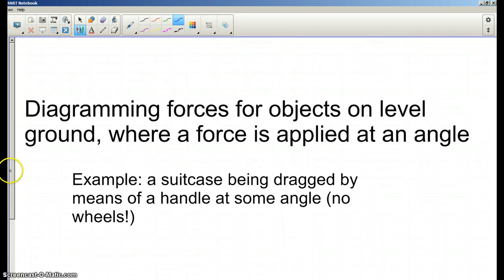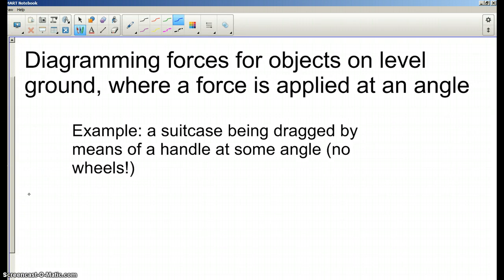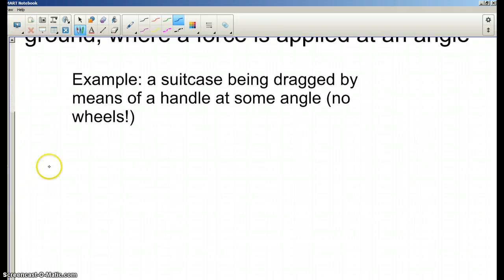An example of a case like this would be a suitcase being dragged by means of a handle at some angle. This suitcase has no wheels, so it is literally being dragged across the surface, perhaps carpet. How would we diagram the forces on this suitcase? Well, the suitcase is moving across level ground. So first we'll indicate the level ground.